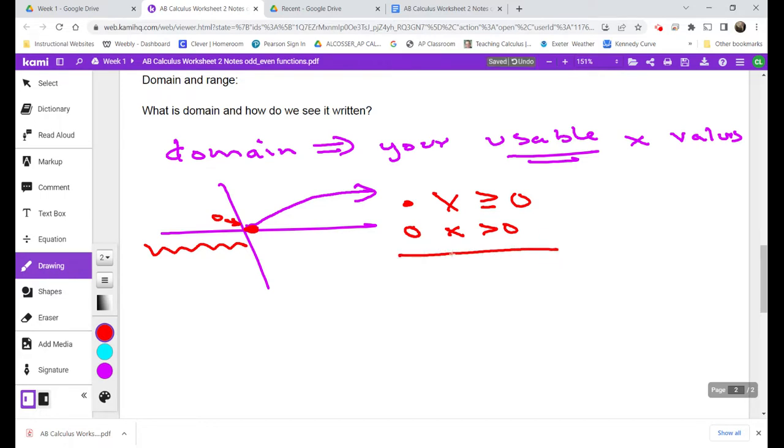And then there's other ways to write it where we could say for the solid or inequality like this, where it's greater than or equal to, we could say interval notation from 0 to infinity. Okay, and infinity always gets that piece.